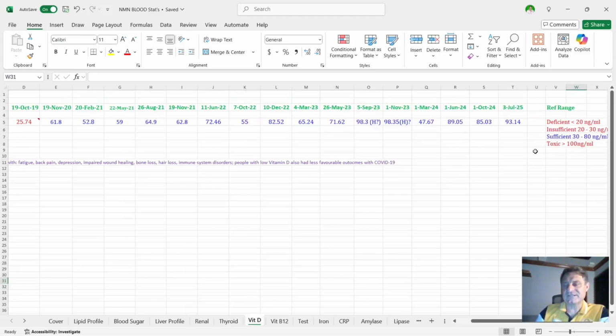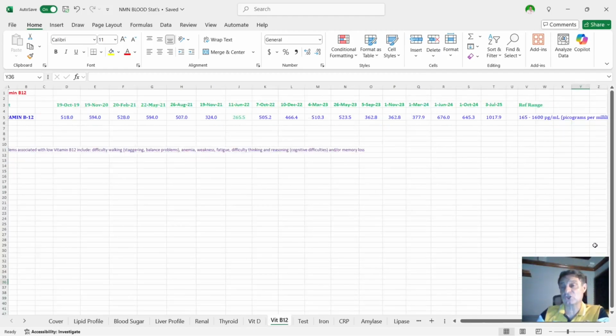Vitamin D, you can see here, shot up quite a bit from 85.03 to 93.14. The sufficient range, and this is always baffling because this is science, it should have a specific start and end point. Sufficient finishes at 80, but toxic doesn't start till 100. So is sufficient actually up to 100, or is it to 99? I'm not too sure. That said, I'd rather be at the higher end. As long as I'm not over the 100 score, that's fine. I don't want to be in the toxic range. You can be in the toxic range as long as it's not for a protracted length of time. So 93.14, I'm quite happy with that for my vitamin D3.